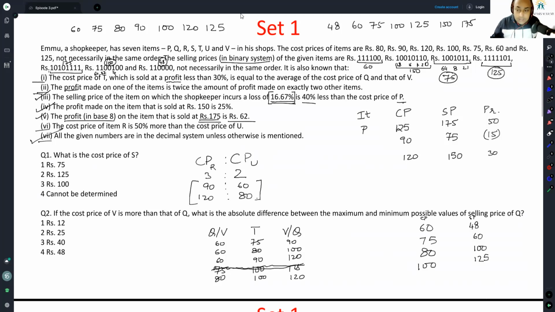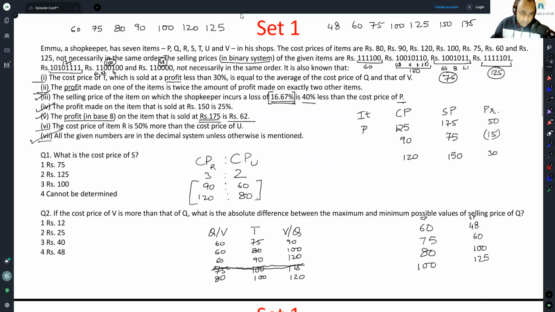Is there any case in which 80 profit is being created? There is no way you can have an 80 profit. Is there any case in which profit of 20 can be created? 80 and 100. But then if 60, 100 gives me a profit of 40 and 80, 100 gives me a profit of 20, I need one more case where the profit is 20. That is not possible. So we move on. 60, 125 pairing is not good enough.